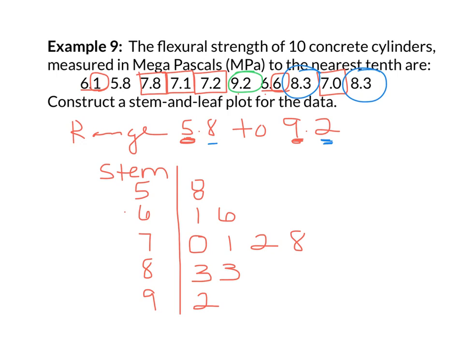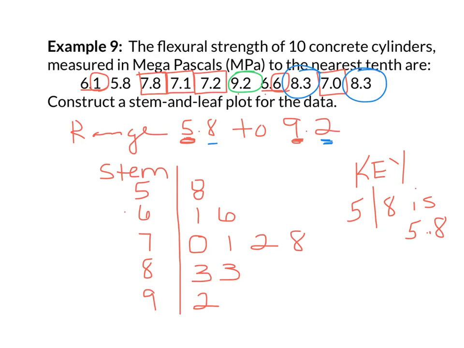Okay, so the final step is to indicate the magnitude of the displayed numbers, in other words, a key. So we come over here and write key, and you can simply write 5 line 8 is 5.8. That describes exactly what we have on our stem and leaf plot.